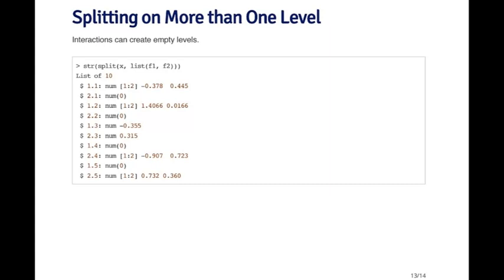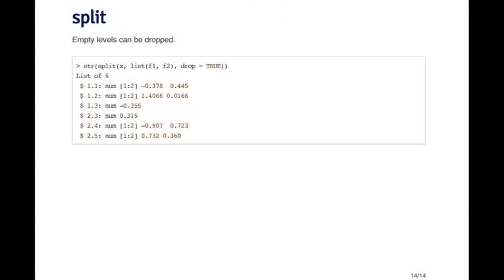Now, of course, although there are 10 levels between the 2 different factors, we don't observe every single combination, and so there are some empty levels here. You can see that some of these levels have nothing in them; they have 0 elements, whereas other levels have a number in them. So one thing you can do, well, first, I could take this list and then lapply or sapply a function over it if I wanted to. But sometimes it's handy to not have to keep these empty levels. So the split function has an argument called drop, and if you specify drop equals TRUE, it will drop the empty levels that are created by the splitting.